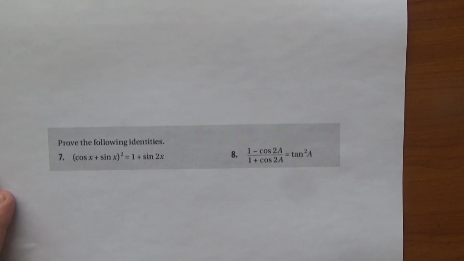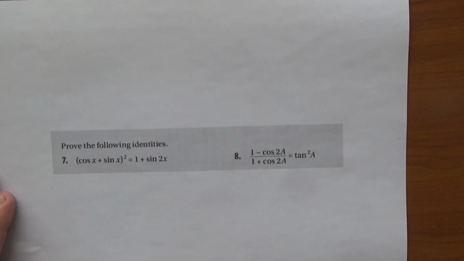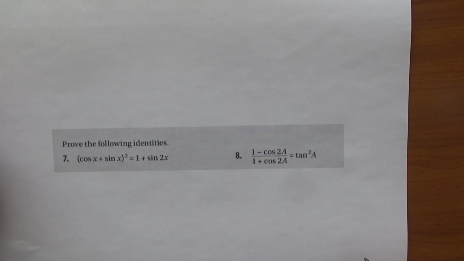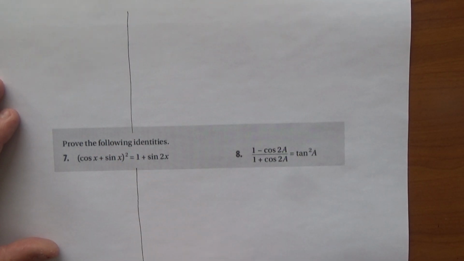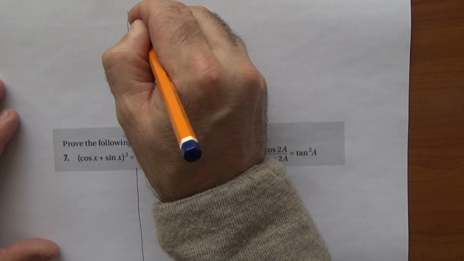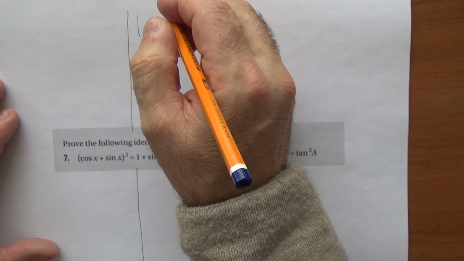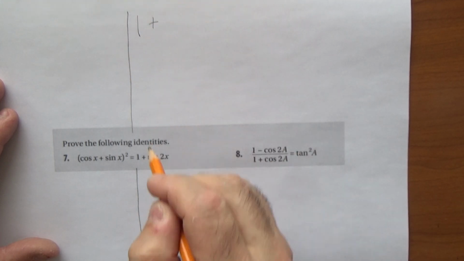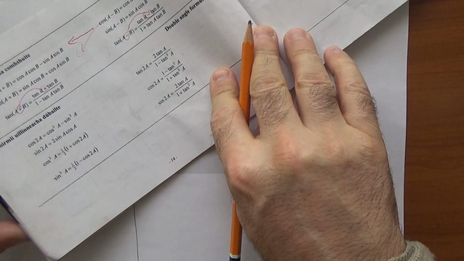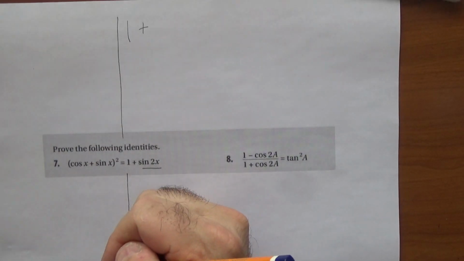Okay, prove the following. Let's do 7. Prove the following identities. Where to start? Either left or right. Easiest way to do it is start on the right probably, but then we'll do it starting on the left. So starting on the right, this will be 1 plus, now the sine of 2x is 2 sine x cos x.